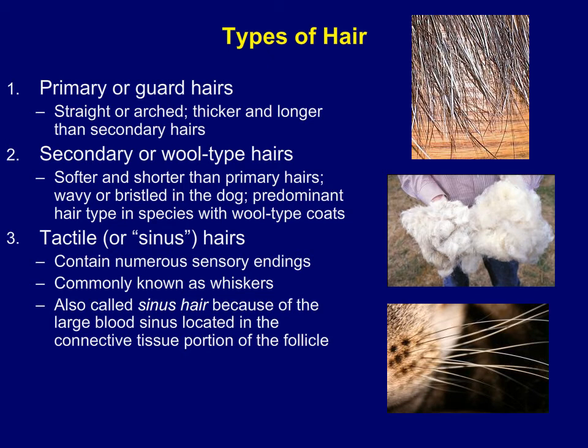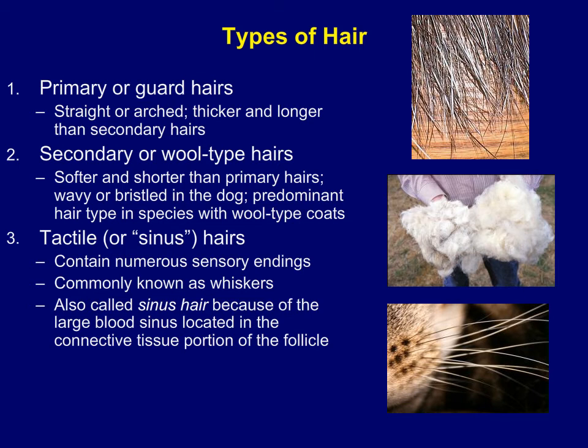It's important to realize that the hair follicles on animals are often compound follicles, that is, several hairs can emerge from a single skin pore. When this happens, the dominant hair here will be the primary or guard hairs. These are the longest hairs in the follicle and tend to be thicker and also longer. On the other hand, secondary or wool-type hairs are found in animals like sheep. These hairs are generally wavy or bristled in dogs and are the predominant hair in species with wool-type coats.